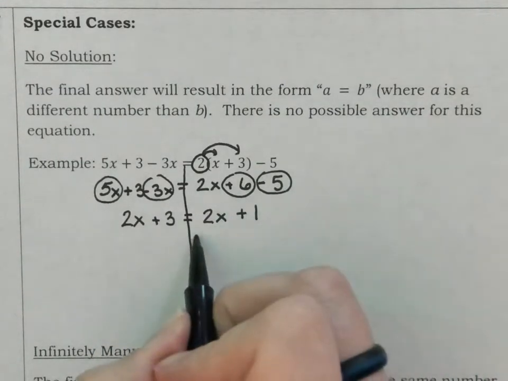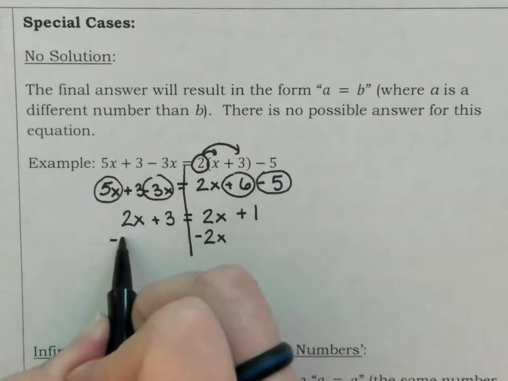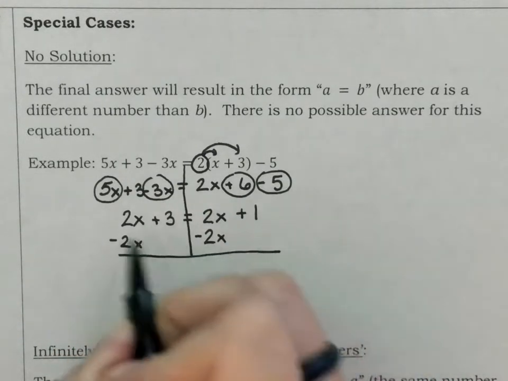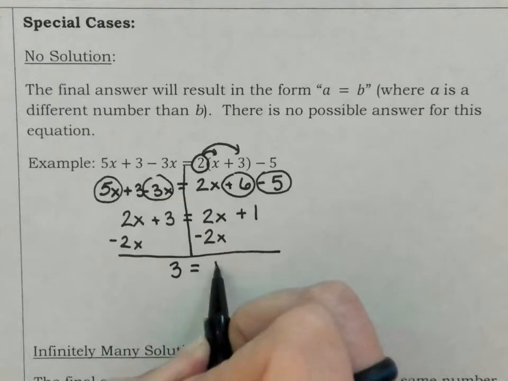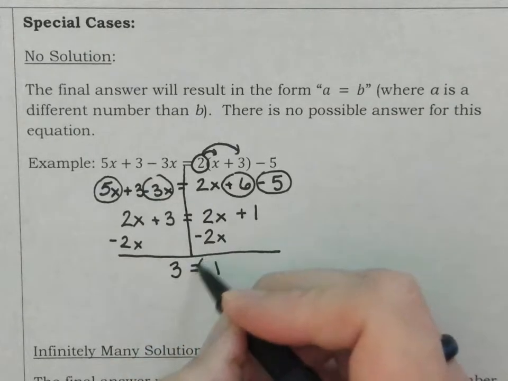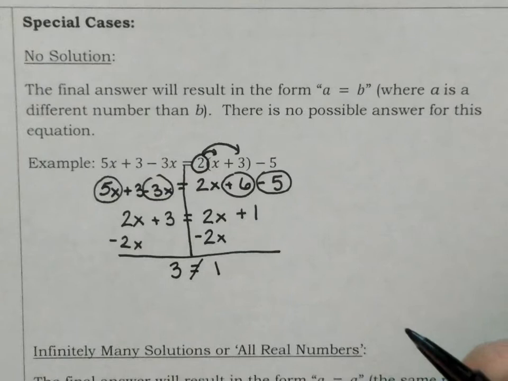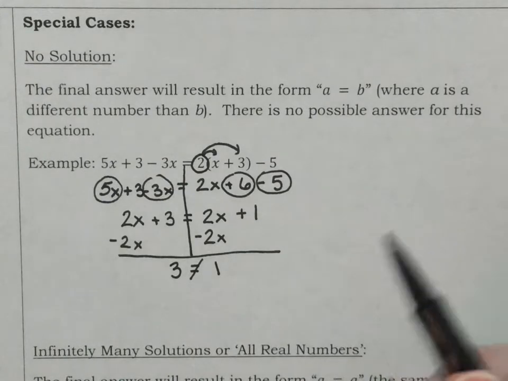And if I subtract 2x from both sides, those both cancel out, so I have 3 equals 1, which is not true, so we'll put a little line through it. 3 does not equal 1.